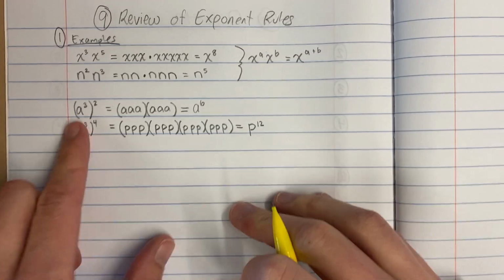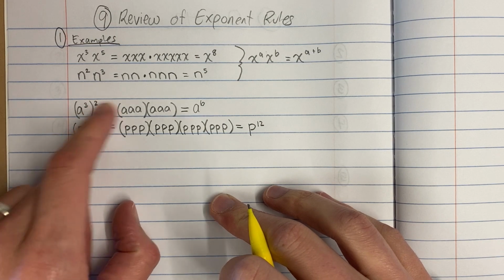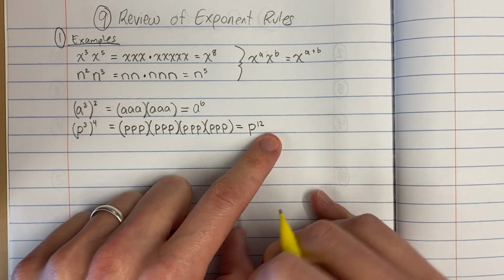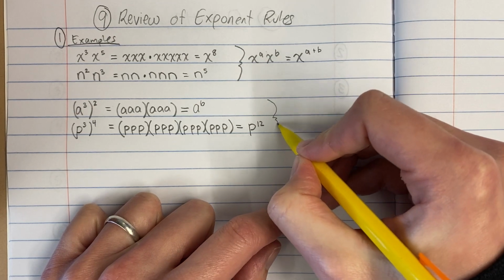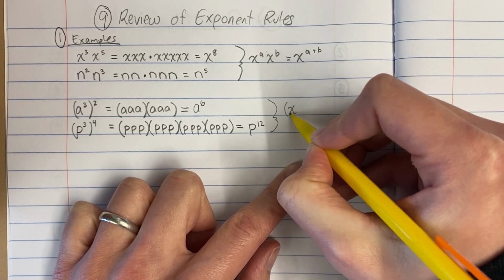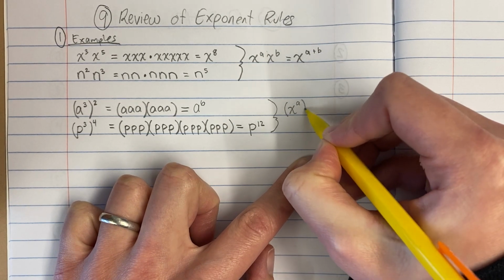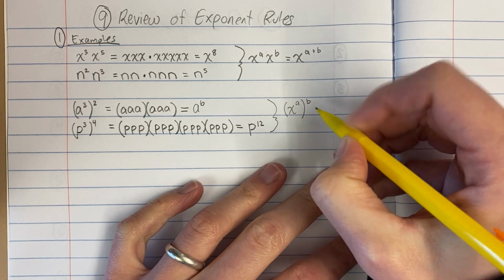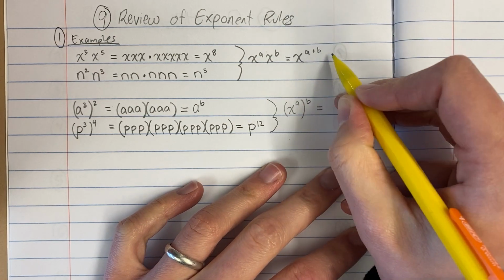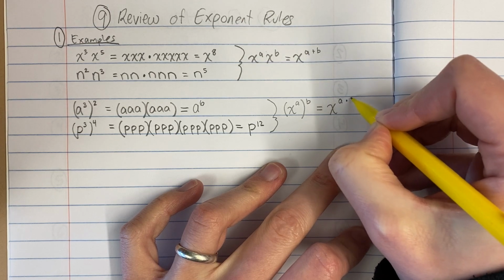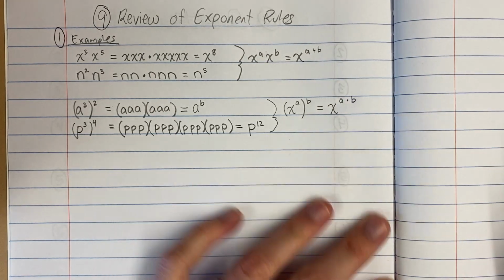So what do we observe? Well, here, 3 times 2 is 6. 3 times 4 is 12. So this time, the rule is that if I have, let's say, an x to the a power, and then that whole thing inside the parentheses is to the b power, what do I do with the exponents? I don't add them. I multiply them. This becomes a times b.